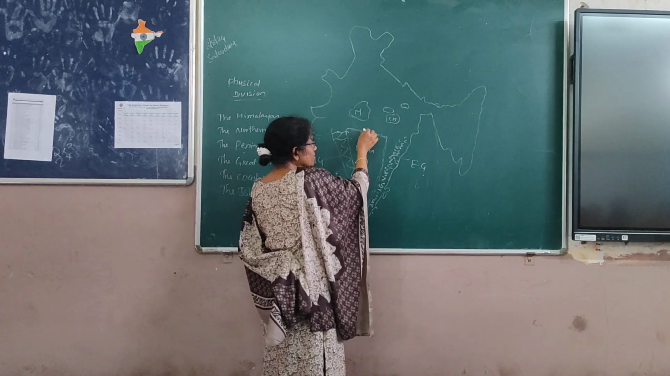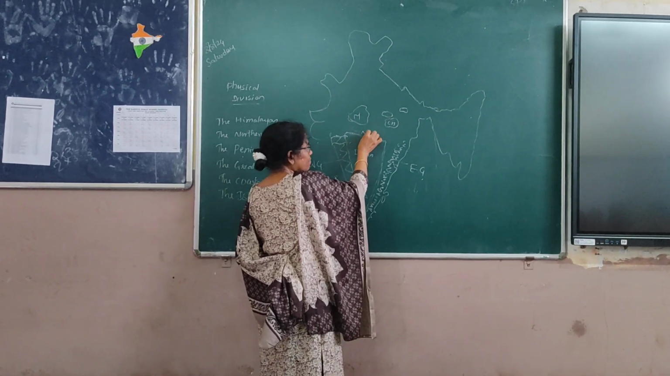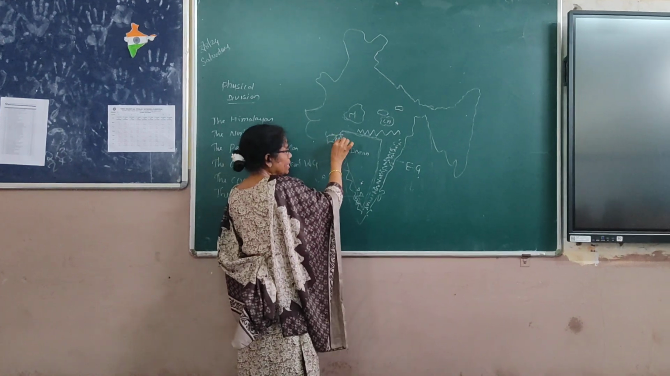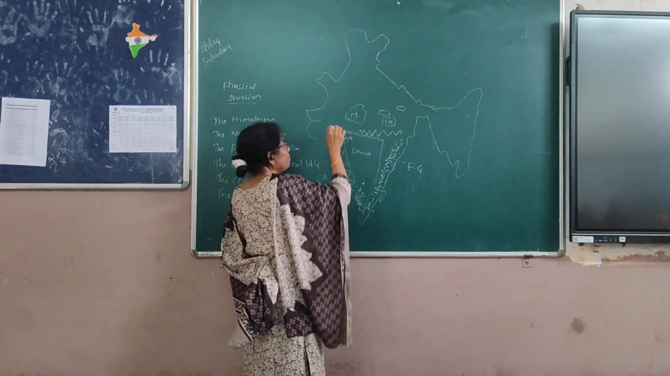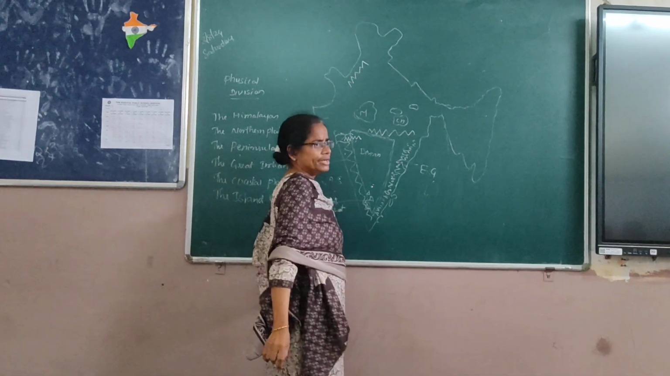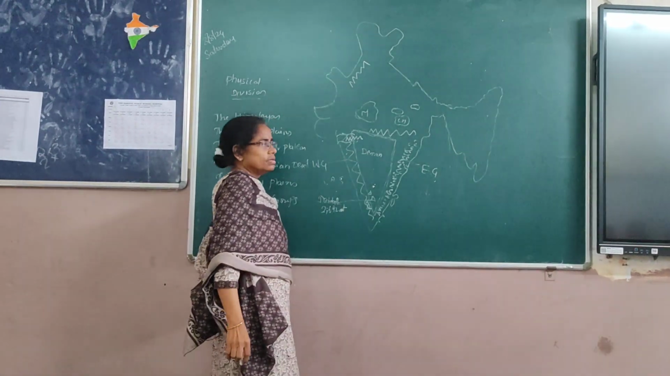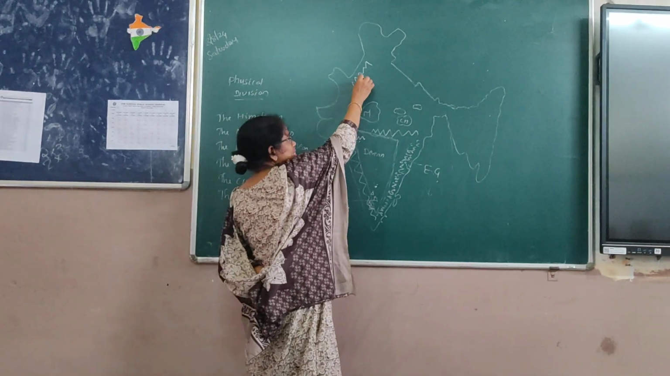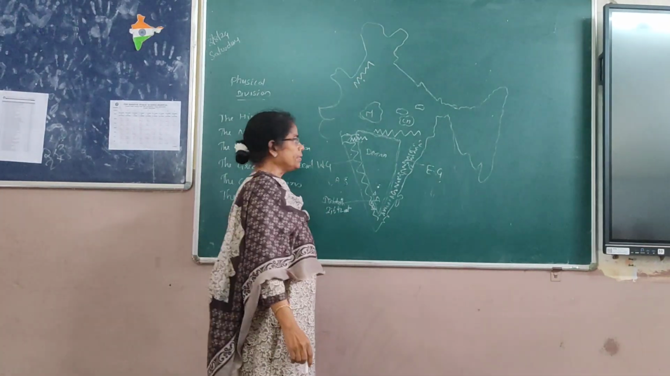The mountains stretching here are the Vindhya mountains in the central region, and the Satpura mountains between the Narmada and Tapti. The western region consists of the Aravalli mountains in Rajasthan. The northwestern part of Rajasthan is covered with the Aravalli mountains.